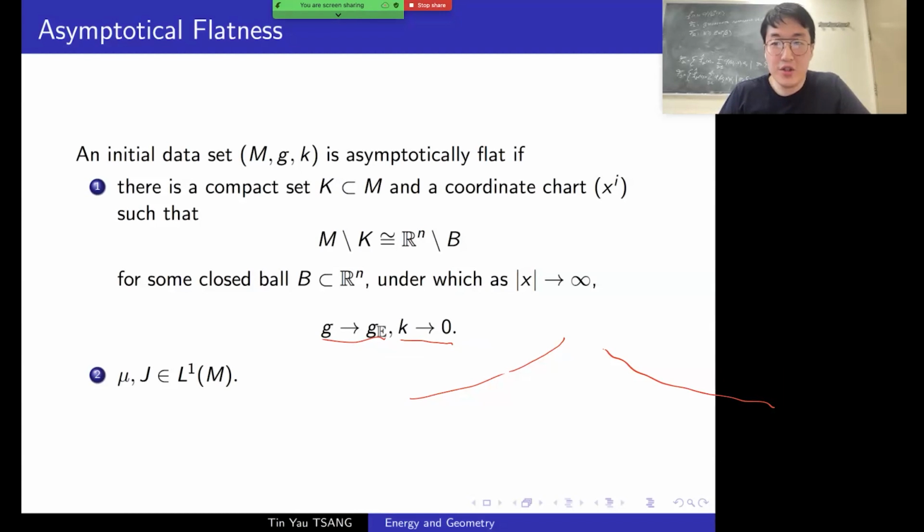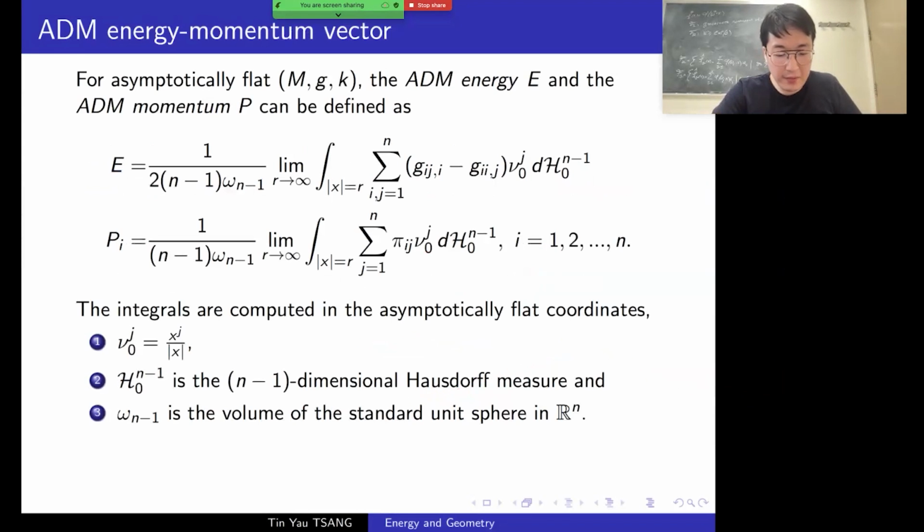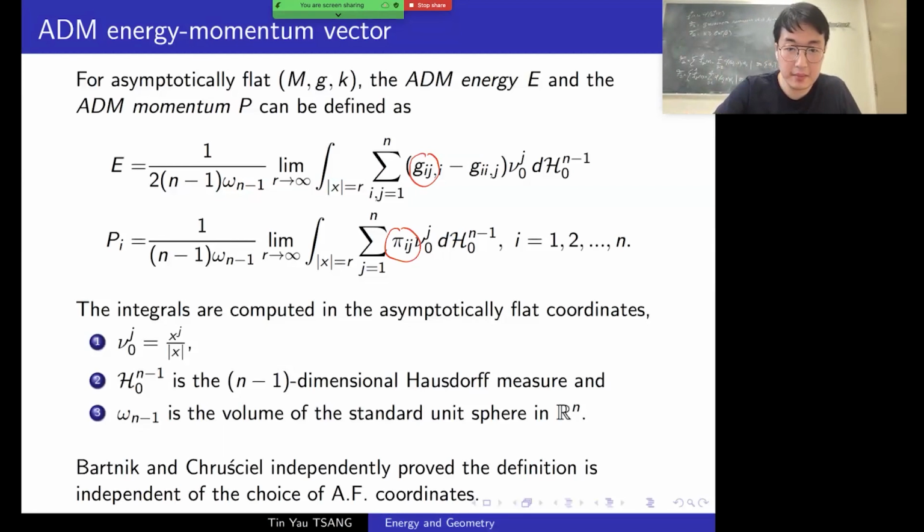If we further assume mu and J are integrable on the manifold, then we can define quantities called ADM energy and momentum. You don't have to remember the formula, but basically, energy is detecting the change of the metric itself at the sphere at infinity, while P, the momentum, is exactly measuring the momentum tensor at infinity. And then just as we remarked, Bartnik and Chruściel proved the definition is actually independent of the choice of the coordinates, as long as they're asymptotically flat, it's okay.